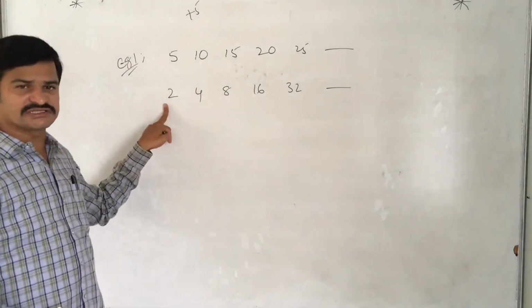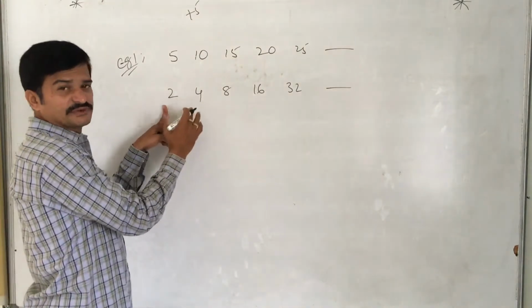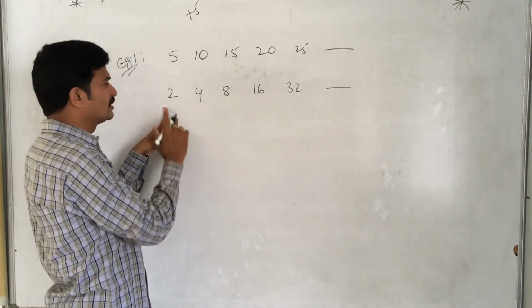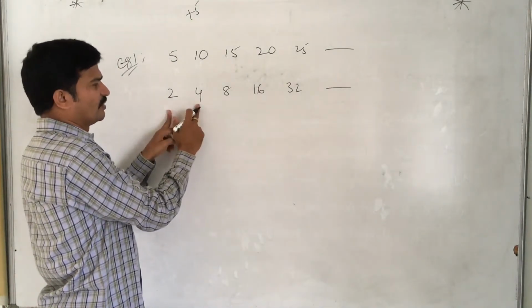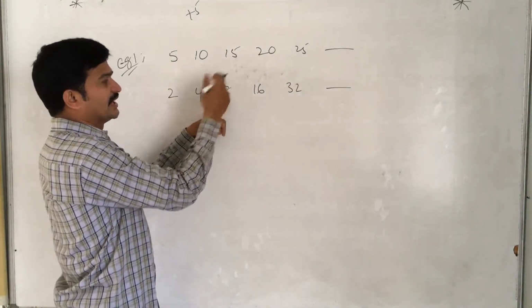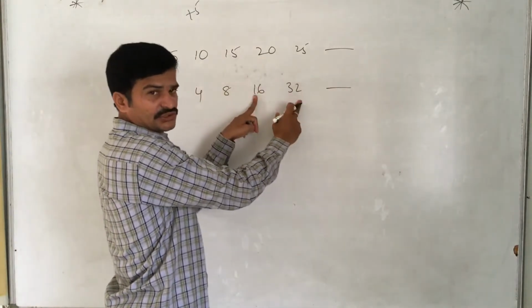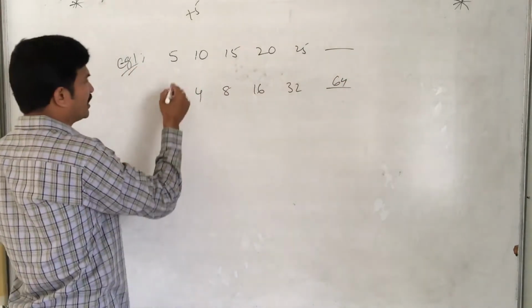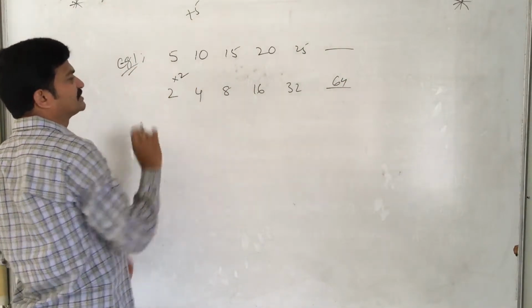Now coming to this example, is the adding rule possible? 2 plus 2 is 4, 4 plus 4 is 8, but not further. So here 2 times 2 is 4, 4 times 2 is 8, 8 times 2 is 16, 16 times 2 is 32, 32 times 2 is 64, it will come here. How are we getting this? By multiplying with a fixed number.